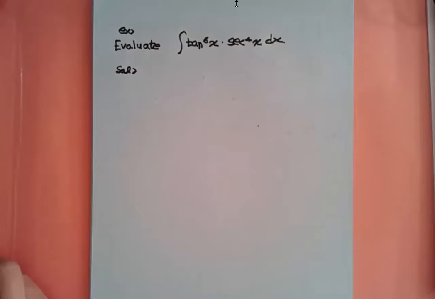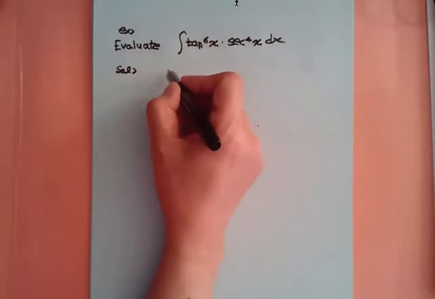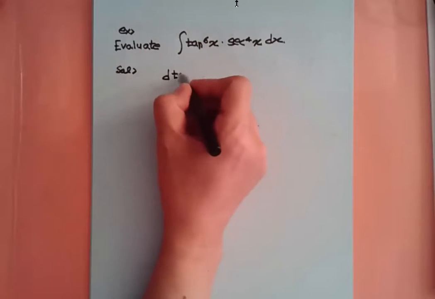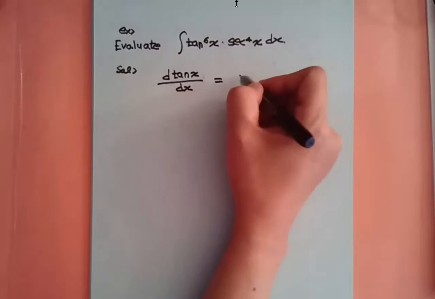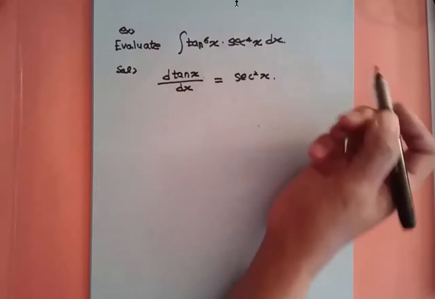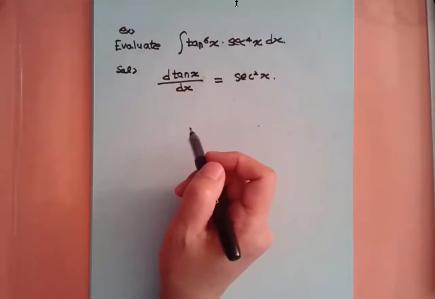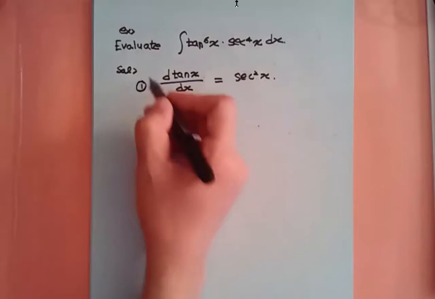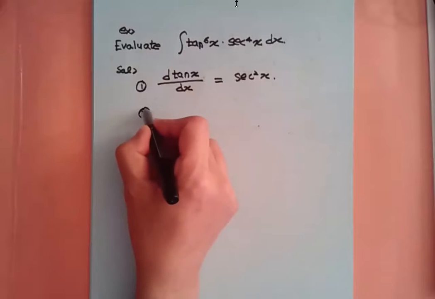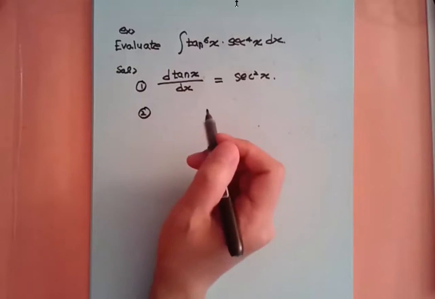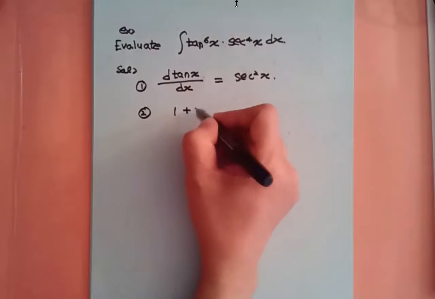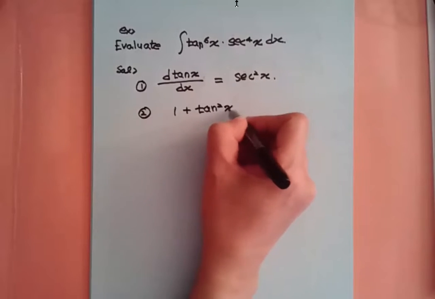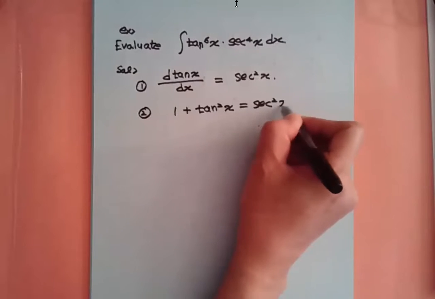When we think about tangent and secant, what you know is that the derivative of tangent of x dx is secant squared of x, right? That is the first thing you have to think about. And another important trigonometric identity is the Pythagorean identity, which is 1 plus tangent squared of x equals secant squared of x.